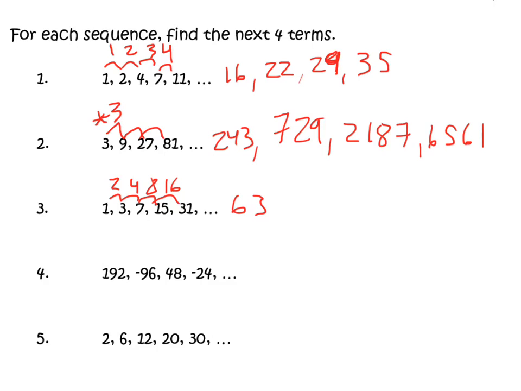So you can also think of it as adding one more than what you started with, and if you do that, you're going to get 63. And if you add 64 to that, you're going to get 127. And if you add 128 to that one, you're going to get 255. And if you add 256 to that, you're going to get 511. So that's going to be the next 4 terms for that one.